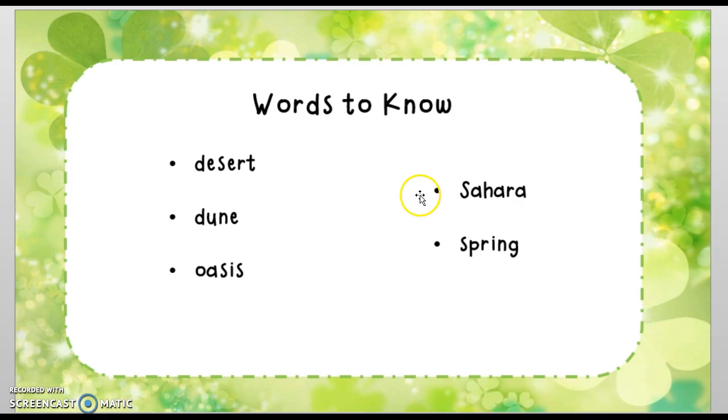Now, this is a very important vocabulary word because it is in the title of our article. This word is Sahara. Sahara is the world's largest desert. And then our last word to know is spring. And a spring is a place where water rises up from under the ground.